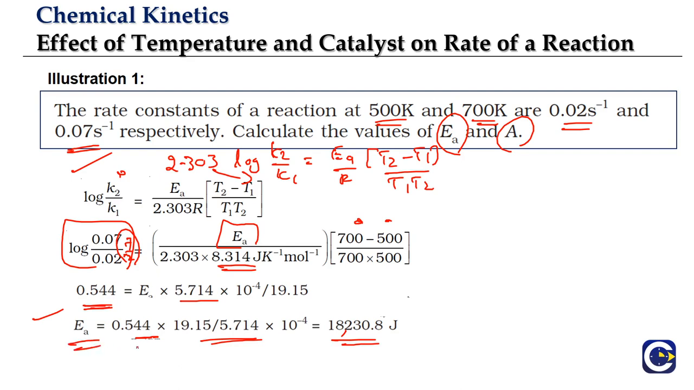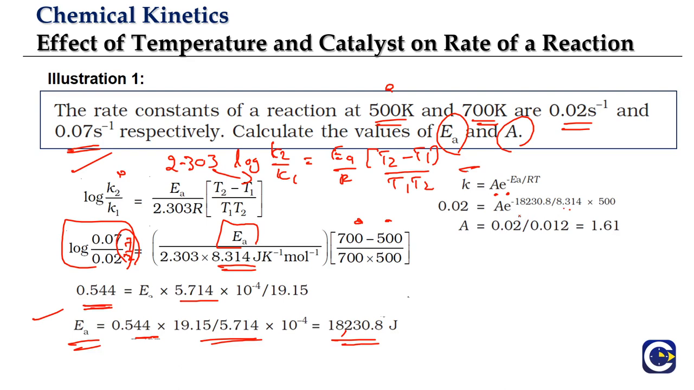Once we get the value of activation energy, we can find the value of Arrhenius constant A. If you look at the equation, K will be equal to Arrhenius constant A into e to the power minus EA by RT. Here the K value is 0.02. If we take the temperature of 500 Kelvin, we have to take any one data point, so 0.02 is equal to A into e to the power of minus EA by R into T. So we are taking the temperature 500. EA value is 18,230.8, R is 8.314, temperature is 500.